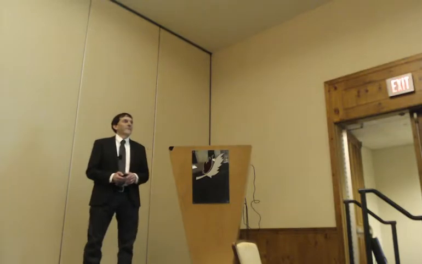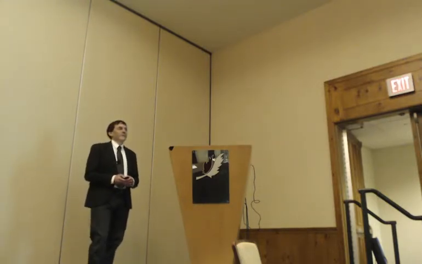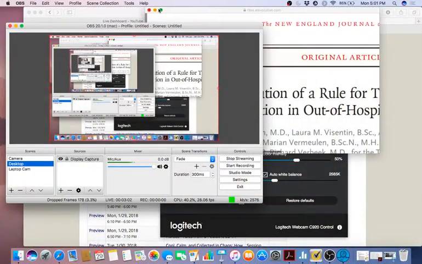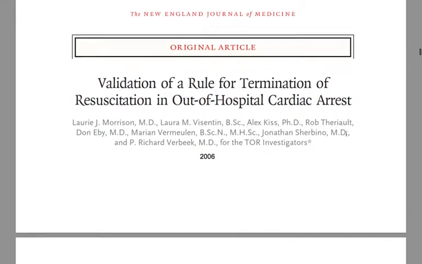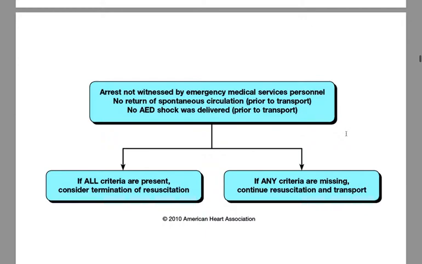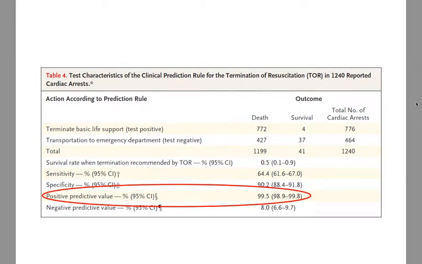So this study was the big study that validated the American Heart Association protocol. They did a retrospective review of 1,240 patients, looking backwards. They didn't actually apply the protocol, they just looked back. And they found that 776 of them were appropriate for termination of resuscitation. Of those, 4 actually did survive, 3 of which were discharged in decent neurologic condition. But basically, they came up with a positive predictive value of 99.5%.